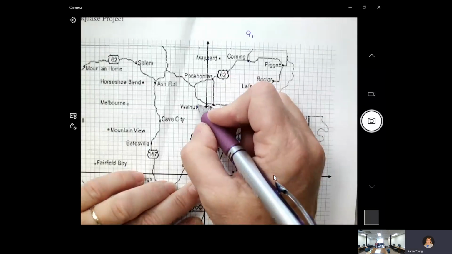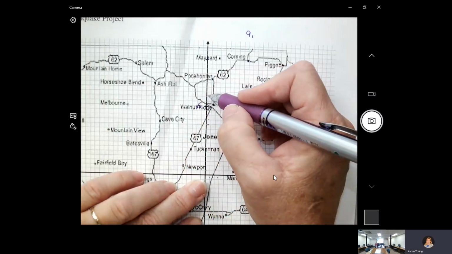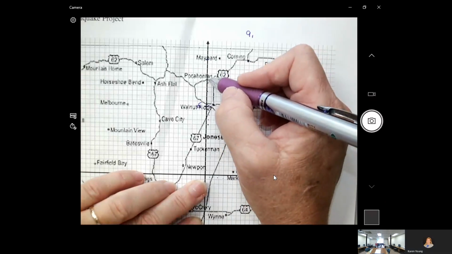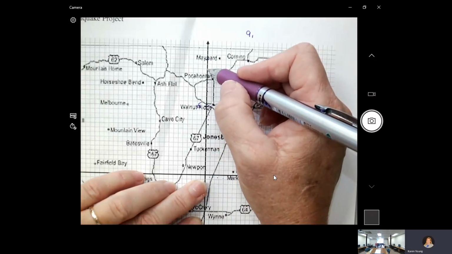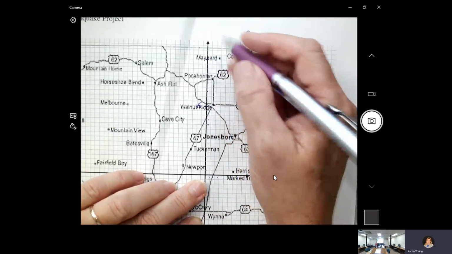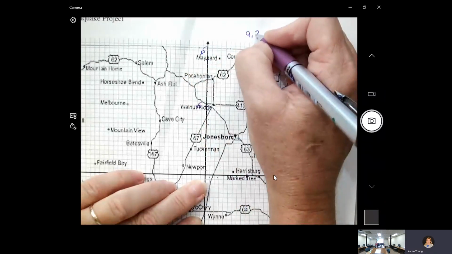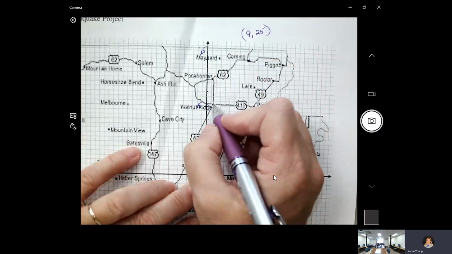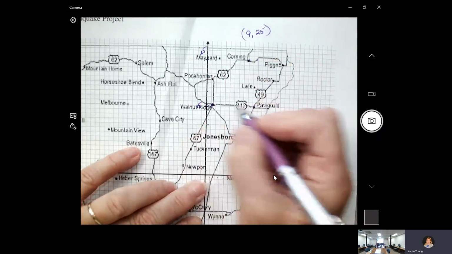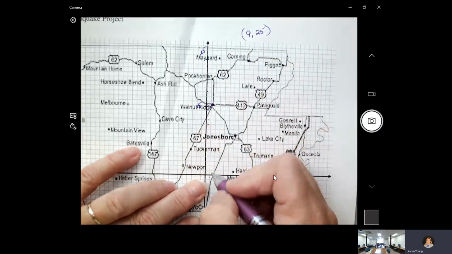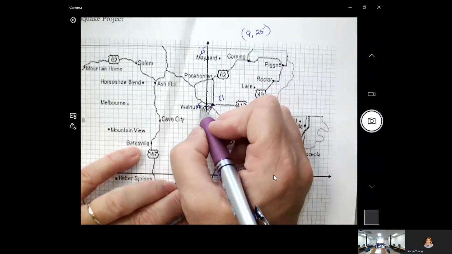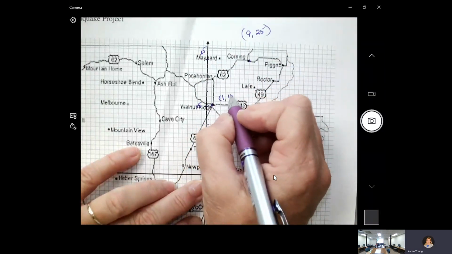That's 15. I don't want to go back and count again. 16, 17, 18, 19, 20, 21, 22, 23, 24, 25. So it's 9 and 25. That's my ordered pair, or my coordinates for Corning. If I fudge a little bit and scoot it this way to get Walnut Ridge, then my ordered pair is going to be 1, because I'm just 1 over, and 15.